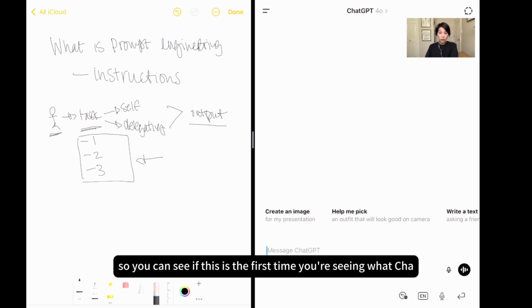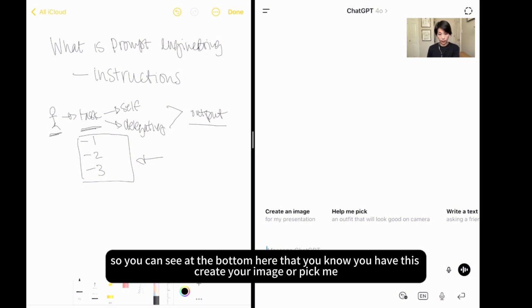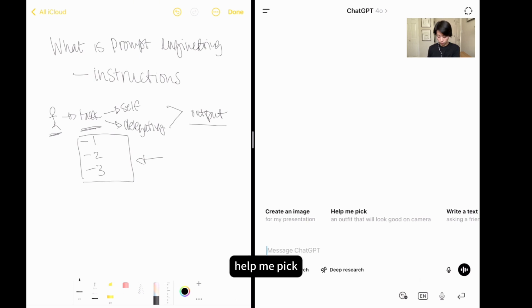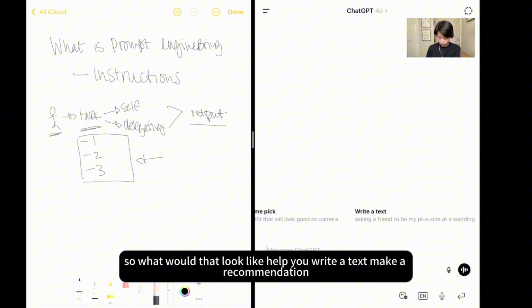So if this is the first time you're seeing what ChatGPT looks like, it will already have a series of prompts for you. You can see at the bottom here that you have this create your image, or help me pick. So what would that look like?